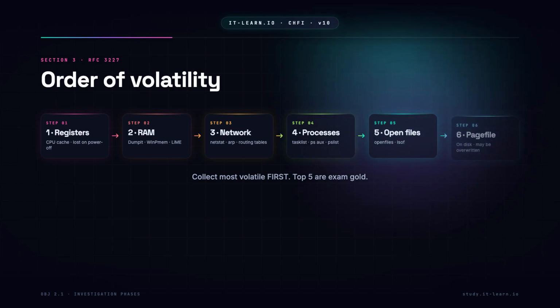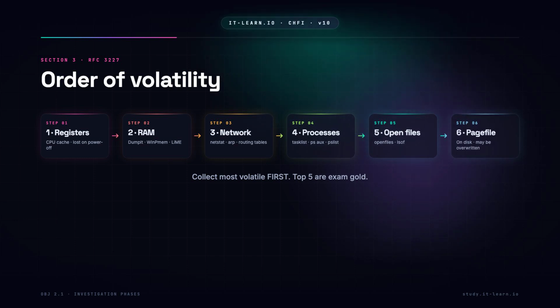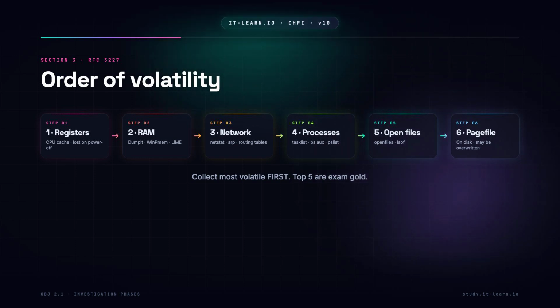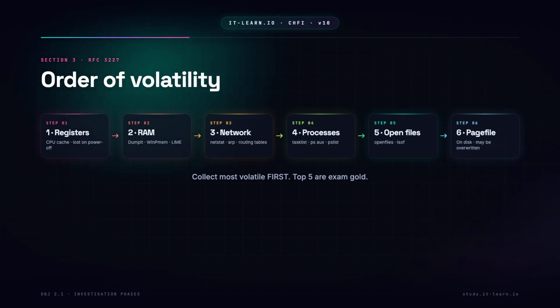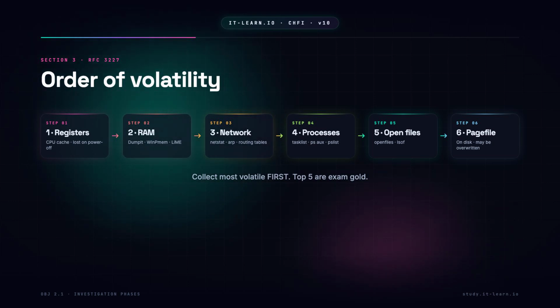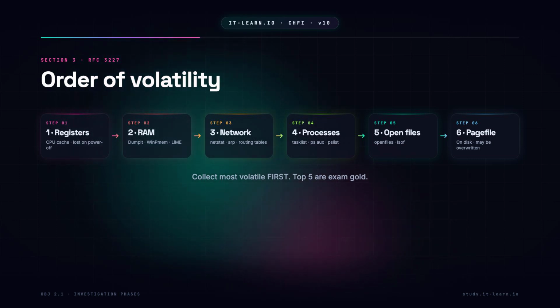Fourth, running processes, terminated on shutdown. Fifth, open files and handles, closed on shutdown. Sixth, swap space and page file, preserved on disk but may be overwritten. Seventh, disk data, stable until overwritten. FTK Imager, dd, Guymager. Eighth, remote logging, stable on remote system. Ninth, physical configuration and topology. 10th, archival media, backups, most stable. Get the order wrong, and you lose the most valuable evidence first.